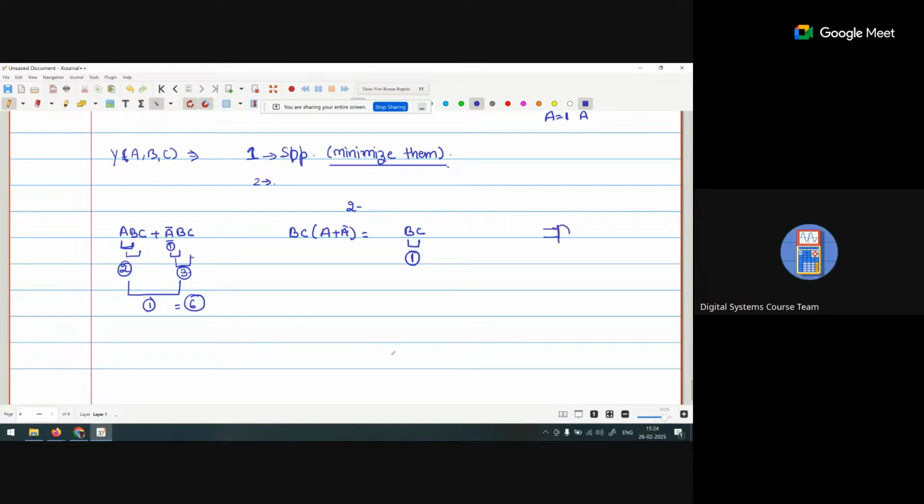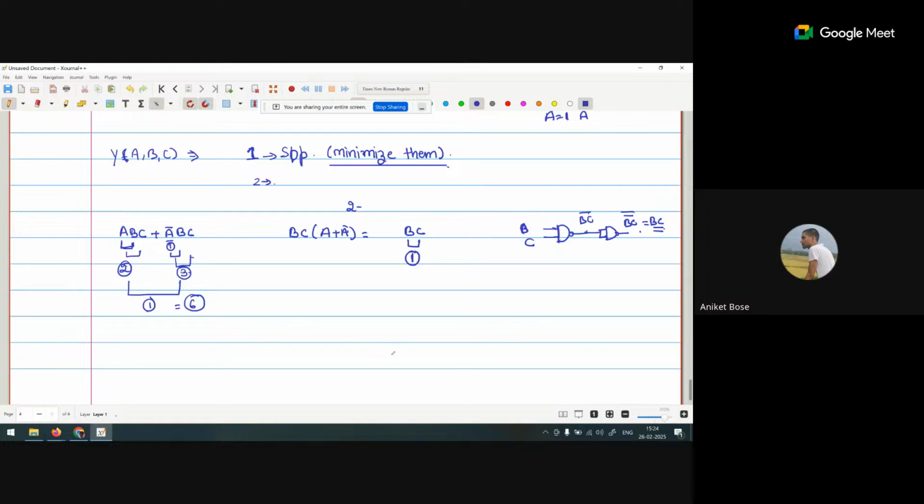Yes, so you take one NAND gate, with B and C as inputs. What is it? BC bar. Again, I convert this one, so we get BC bar, and the bar of that becomes equal to BC. So two gates are required.